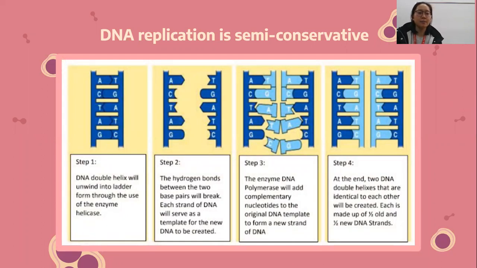As you can see here in the steps, step 1, the DNA double helix will unwind. So it's usually in a twisty, spiral staircase form. It's going to unwind so that it's a straight line. And then in step 2, the hydrogen bonds will be broken with DNA helicase. Now, each strand is going to serve as a template. They're not going to only build off of one. They're going to build off of both at the same time.